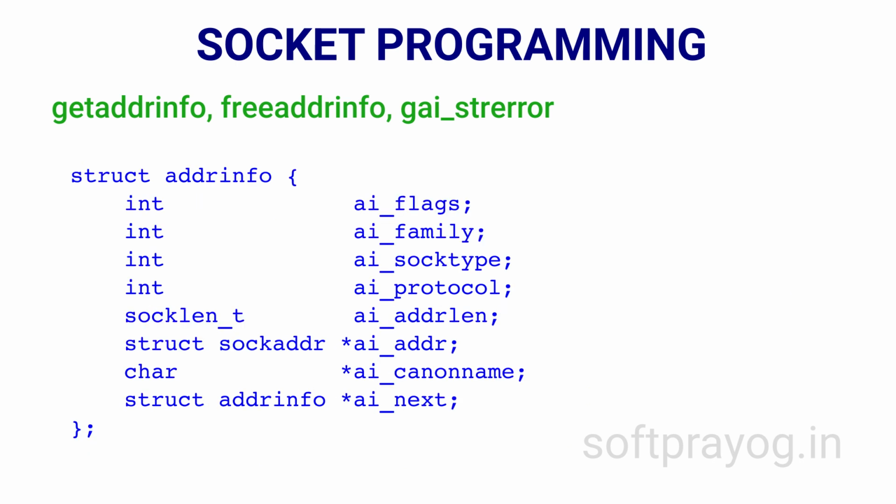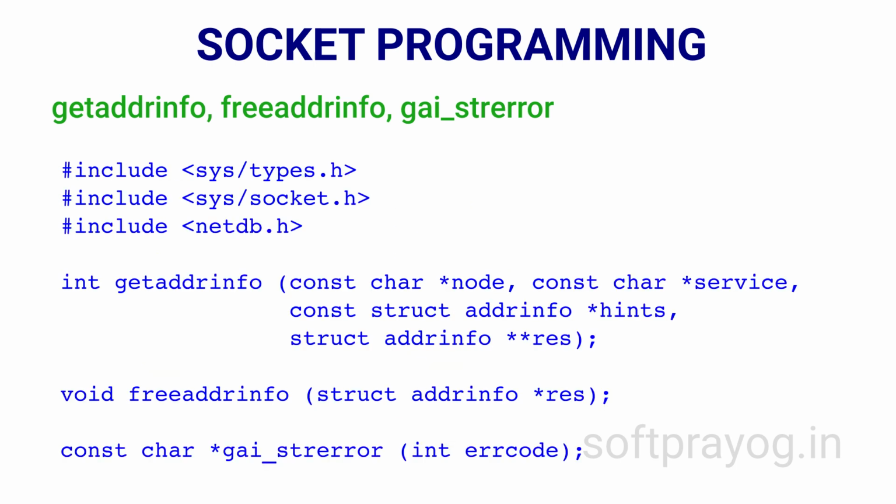Now a struct addrinfo contains a pointer to struct sockaddr, the socket address, and ai_addrlen, the length of the socket address. These two can be used as parameters in bind and connect calls. How does getaddrinfo work? The first parameter in getaddrinfo is node. It can be an IP address or a network host name, in which case DNS lookups are done and the name is resolved into an IP address.